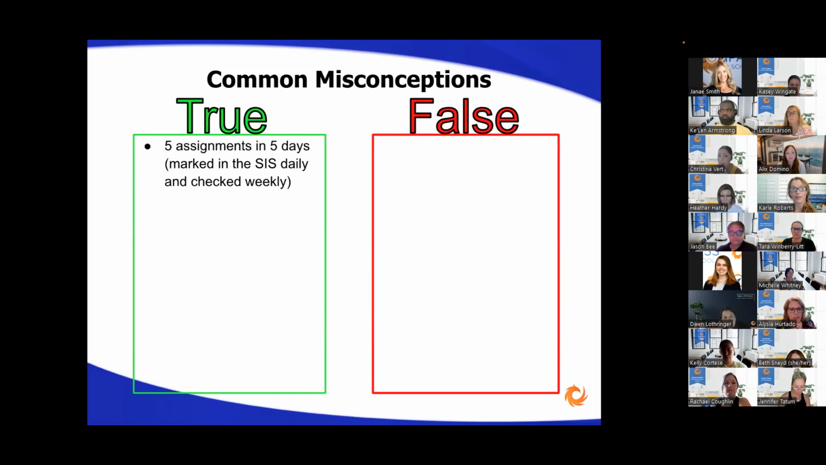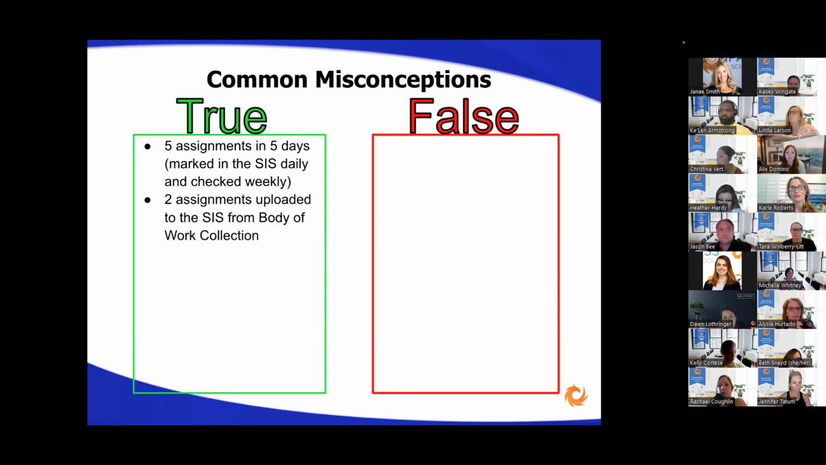So it is true that 5 assignments in 5 days, as I had mentioned previously, is part of the board policy. Therefore, that refers to the attendance that's marked in the SIS daily. It is not the false, which will be popping up later. I think our slide's a little backwards, but the false is that scholars must turn in an assignment every single day to their supervising teacher. So the 5 assignments in 5 days is part of board policy, but that refers to the marking of the attendance daily in the parent portal of the SIS.